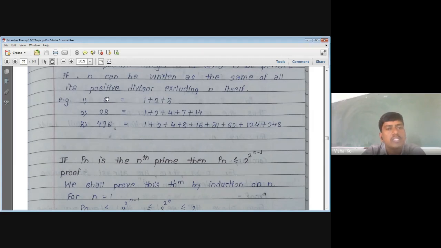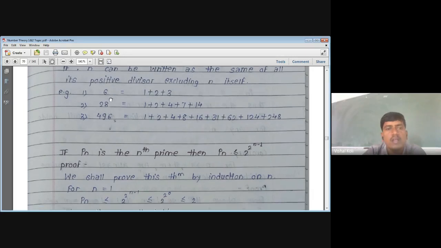But in case of 6, if we exclude the element 6 itself and take the sum of its other positive divisors, that is 1 plus 2 plus 3, then it is equal to 6. Therefore 6 is a perfect number, but 4 is not a perfect number.